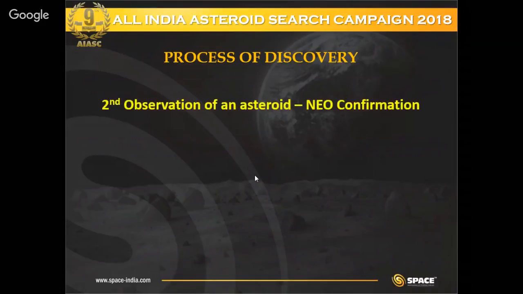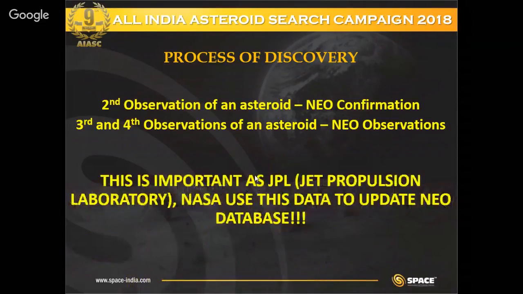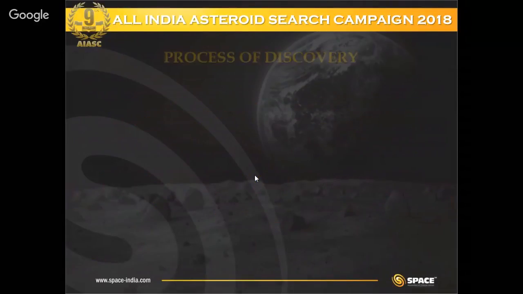Process of discovery: the second observation of an asteroid is known as NEO confirmation. That means even if you are reporting an asteroid which might have been discovered by someone else, it will become an NEO confirmation, and that helps JPL at NASA in confirming the presence of that particular asteroid. The third and fourth observations of an asteroid are also very important because they help NASA and other laboratories in finding the actual trajectory of that asteroid. As I told you, Jet Propulsion Laboratory NASA uses this data to update the NEO database.